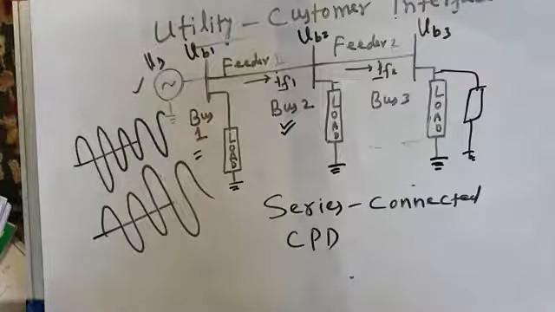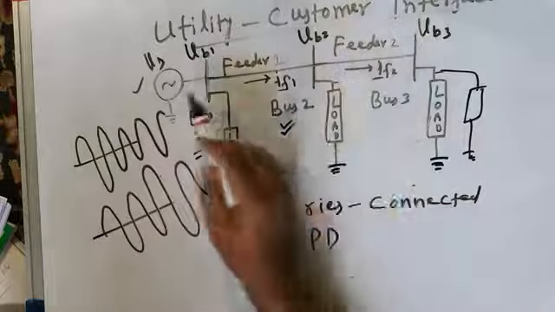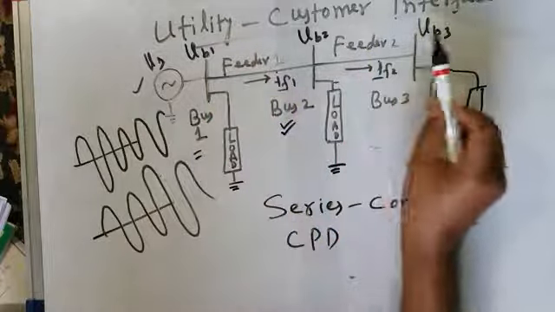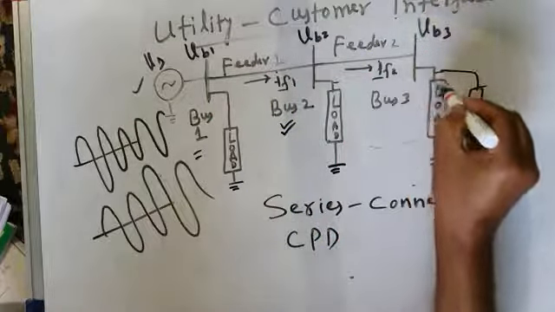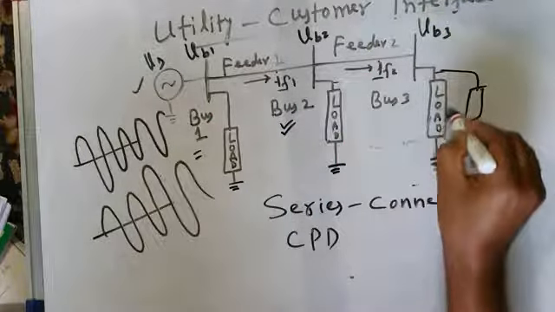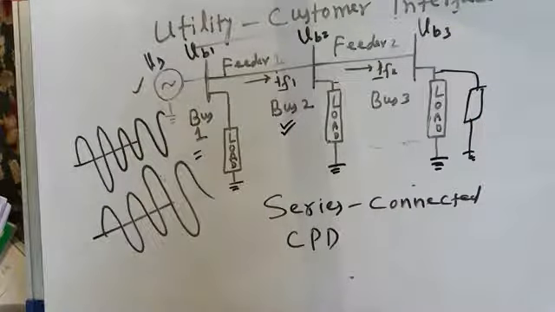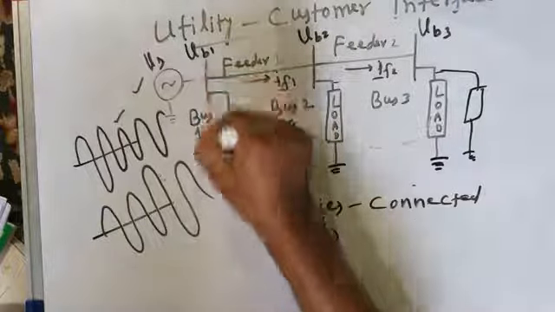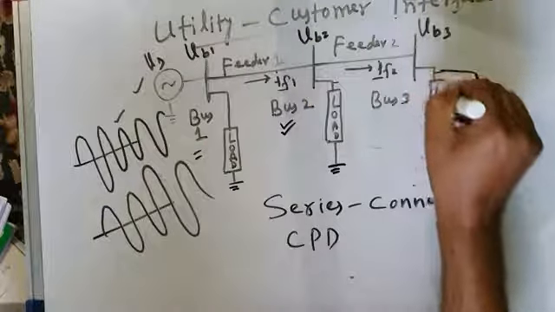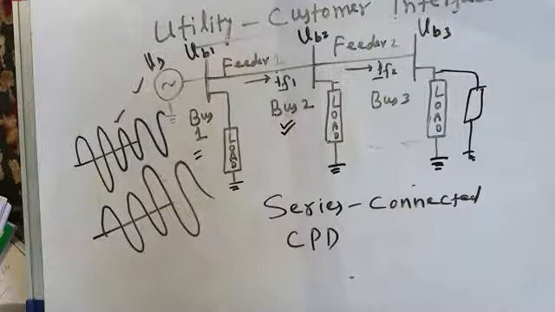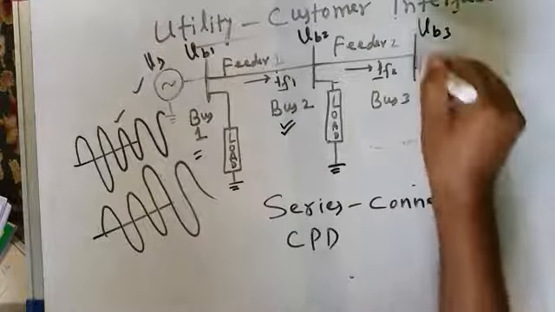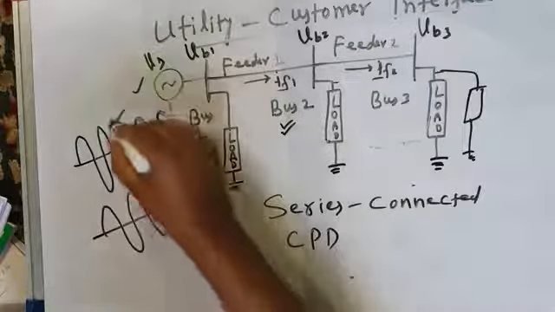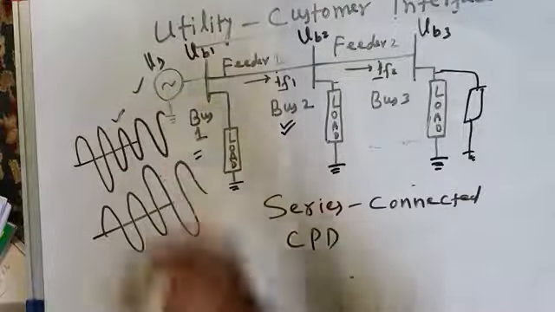So what will this series connected custom power device do? It will take care of problems in the voltage. Like if there is a voltage sag, say you want to maintain the bus voltage VB3 constant, because there are some industrial loads, industrial processes where these voltage sags cannot be tolerated. Even if there is voltage sag at bus 1, bus 2, but at bus 3 you have some industrial processes, so you want to maintain bus 3 voltage absolutely constant even if there is a sag in the source voltage.